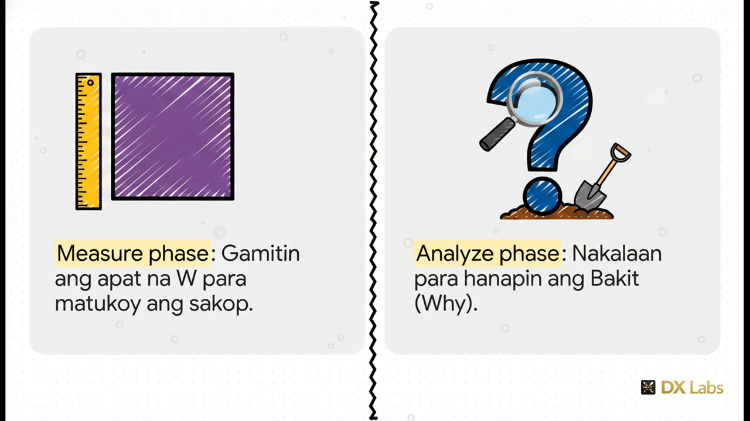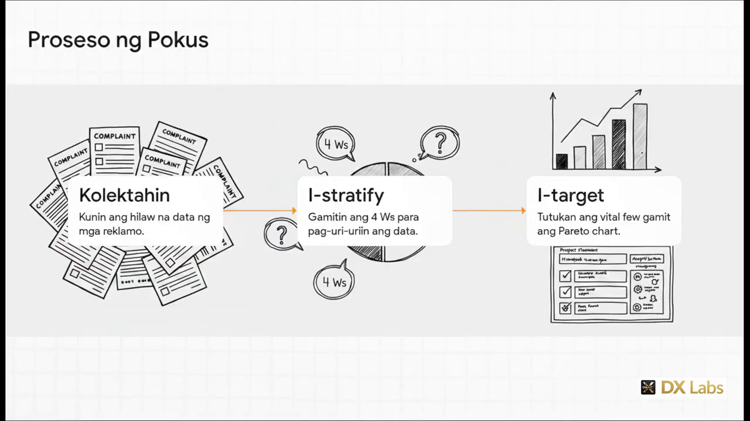Let's pull all of this together into a clear workflow. So to summarize our structured workflow, first, gather your raw categorical complaint data. Second, stratify that data using the 4 Ws to see where the actual pain points lie. And third, target the vital few gamit ang Pareto chart natin. At para hindi magulo ang execution kapag nahanap na ninyo ang vital few, you can smoothly utilize Microsoft Planner to track these specific targeted action items per team member. Nakikita agad ang assigned tasks at clear ang accountability.